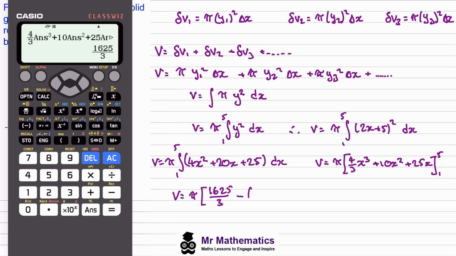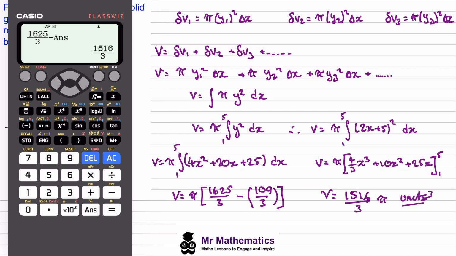So we've got minus 4/3 plus 10 plus 25, so 109 over 3. We can work this out. So 1625 over 3 minus that previous answer, and we get the volume will be 1516 over 3 multiplied by pi, and this is in units cubed. Okay?